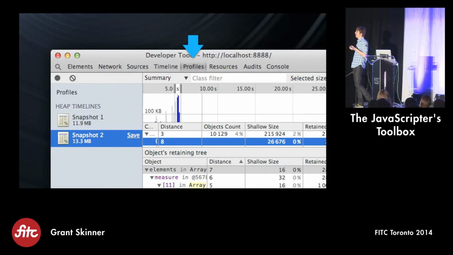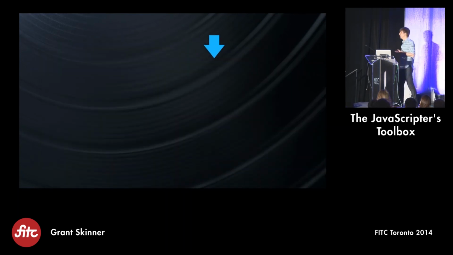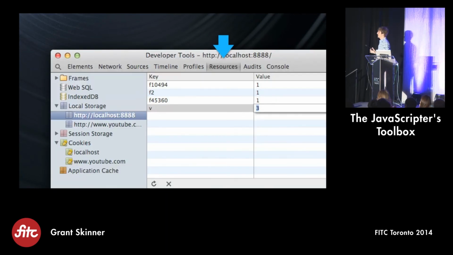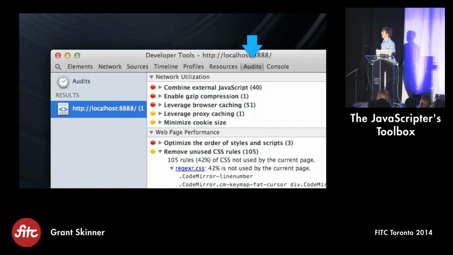Profiles, which we just looked at, but which will also give you memory profiles, so you can look at the objects that were created or destroyed in a given amount of time. Resources, which just lets you edit cookies and local storage and things like that. And finally, audits, which is basically just a linting tool.